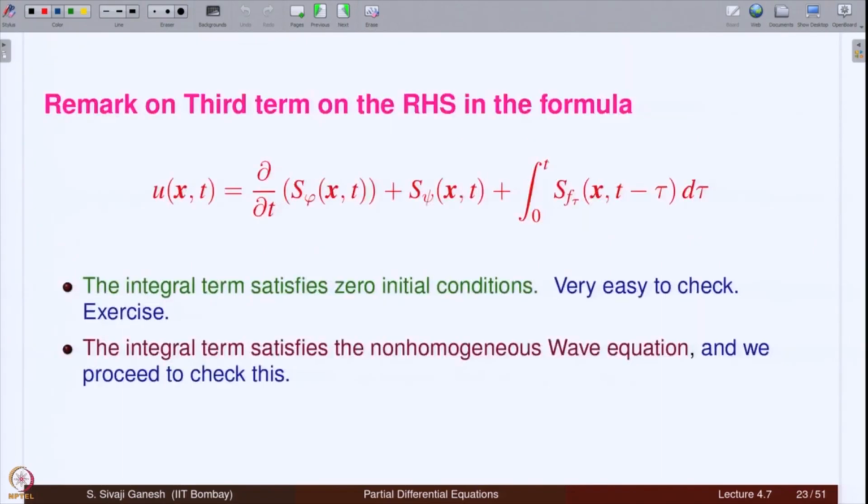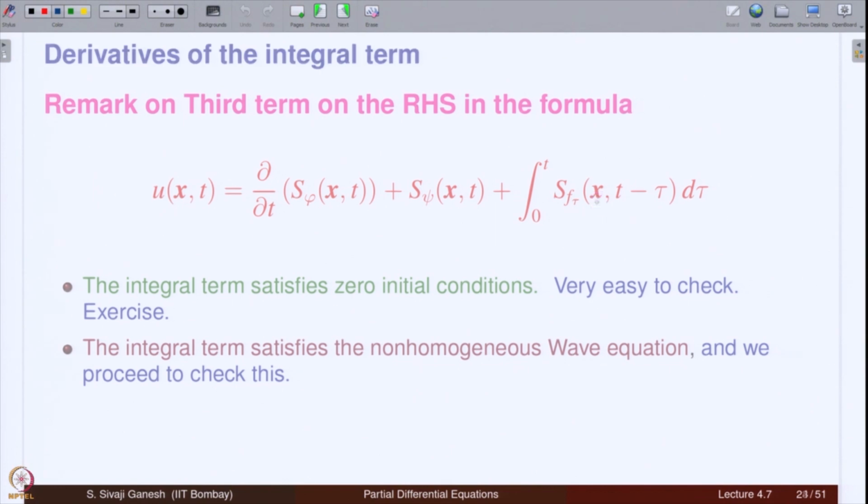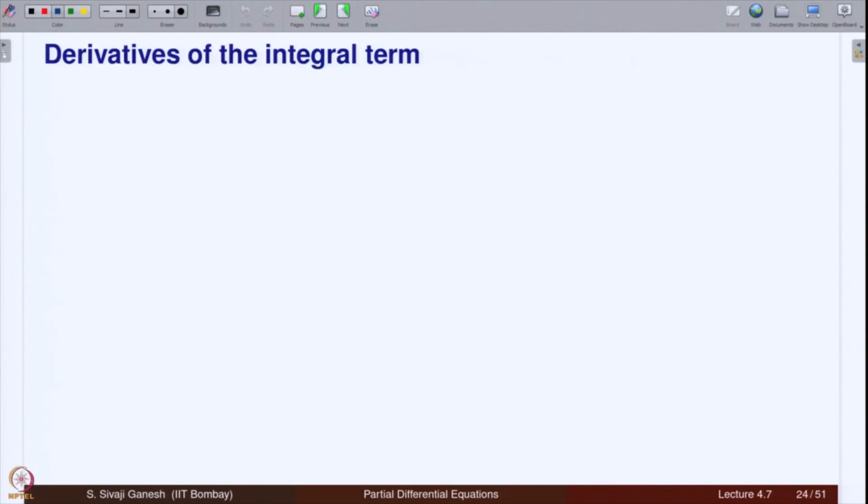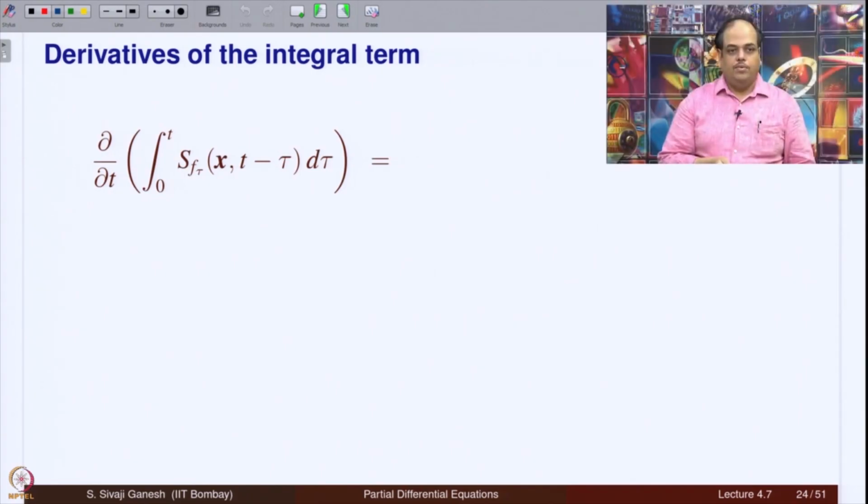So, first we have to compute the derivatives. If you want to check this is a solution to the wave equation, you have to compute 2 time derivatives and 2 x derivatives. Let us compute the first derivative, ∂/∂t of this. Now, we are going to use the Leibniz rule. Whenever you have integrals which depend on the variable with respect to which you are differentiating, there is a rule for how to differentiate that particular integral. I am going to follow that.